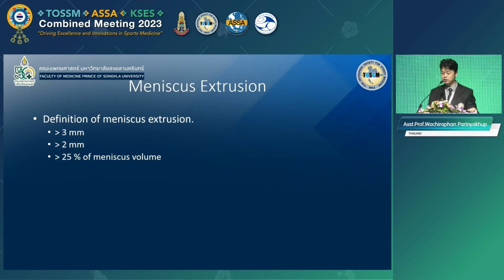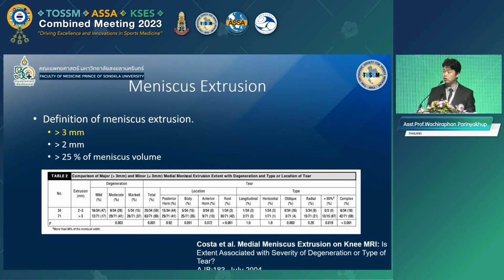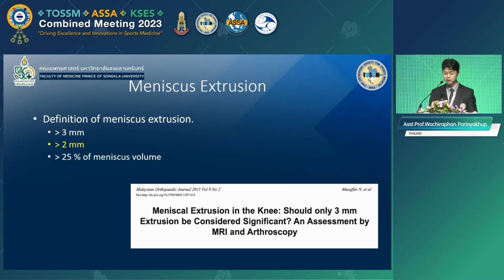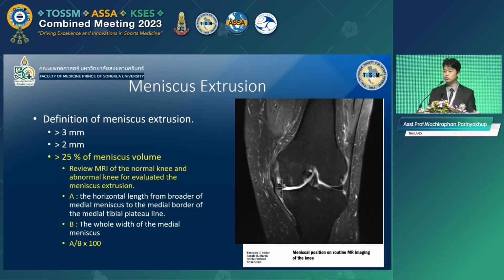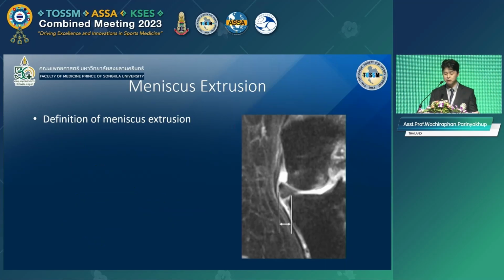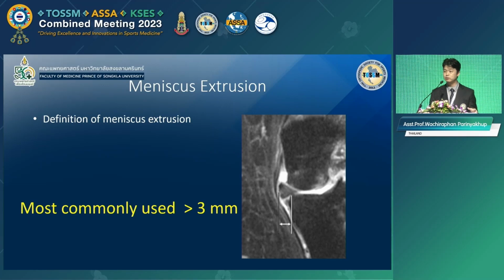There is a lot of literature that proposes definitions of meniscal extrusion. Costa and colleagues reviewed MRIs and divided them into minor extrusion, less than 3 millimeters, and major meniscal extrusion, more than 3 millimeters. Mustafa and colleagues tried to convince that more than 2 millimeters should be the cut point. Theodore and colleagues tried to use the percentage of meniscus volume that extrudes from the tibial plateau. But nowadays, the most commonly used definition is more than 3 millimeters.